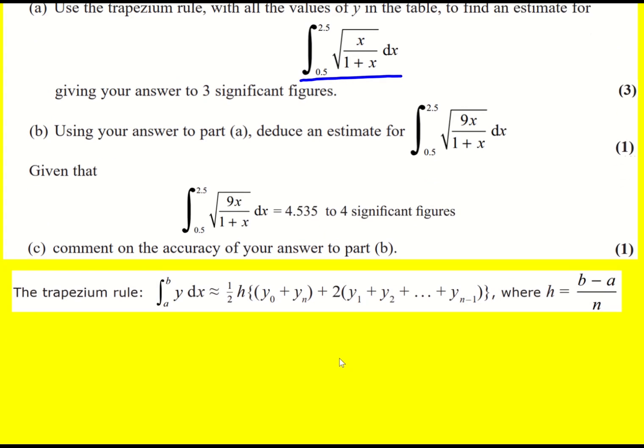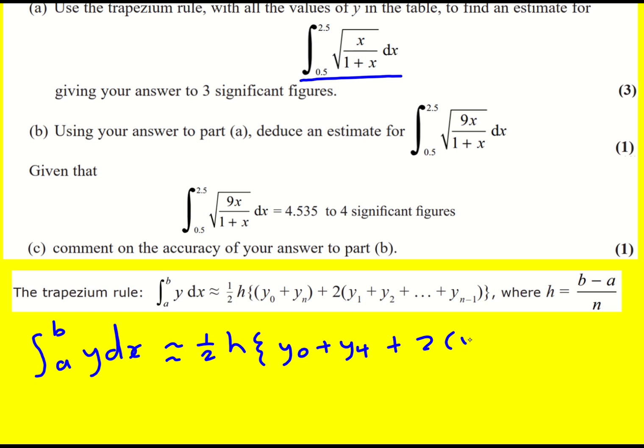Here's the general form of the trapezium rule. I'm going to write it down when n is 4. Just still the general case of a function, but when n is 4. So y0 plus y4, and then 2 lots of all the others.